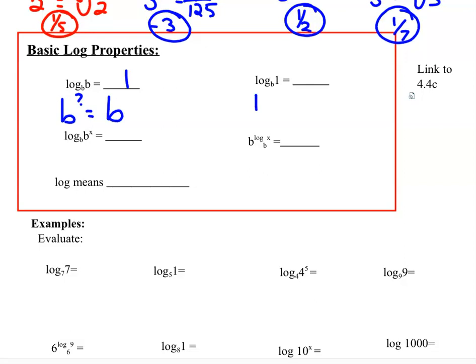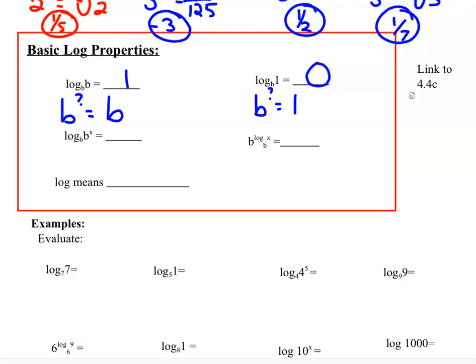Our next one says b to some power is supposed to get us a 1. What exponent can we raise things to that always turns into a 1? 0. So in this case, log base b of 1 is 0. It doesn't matter what the base is. If you're being asked to take the log of 1, you're always going to get 0.